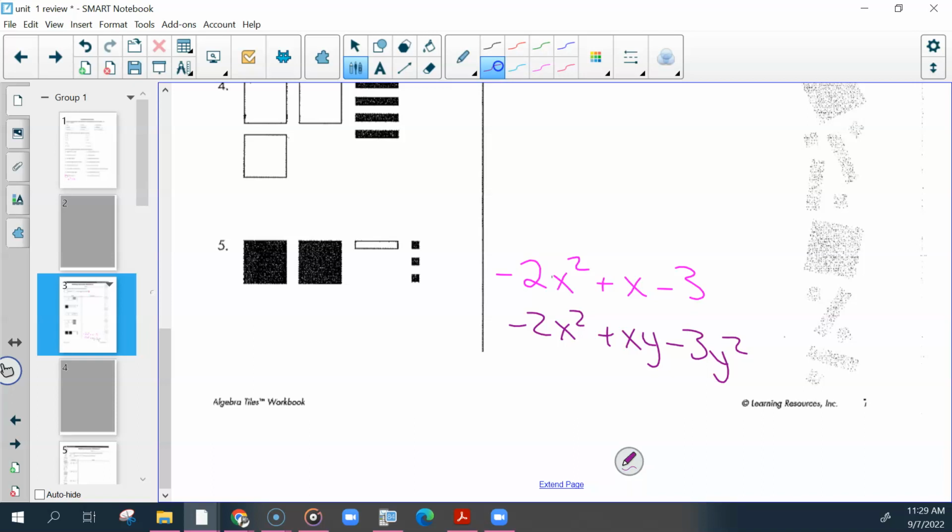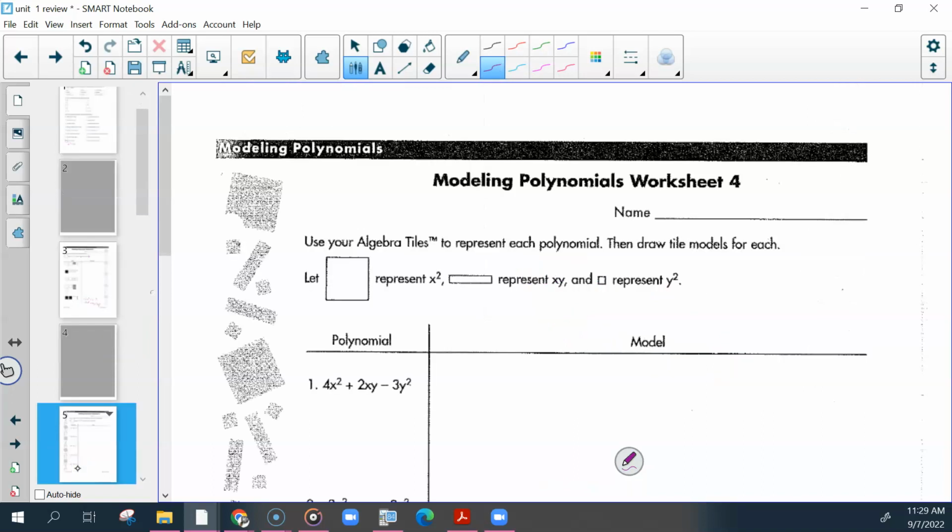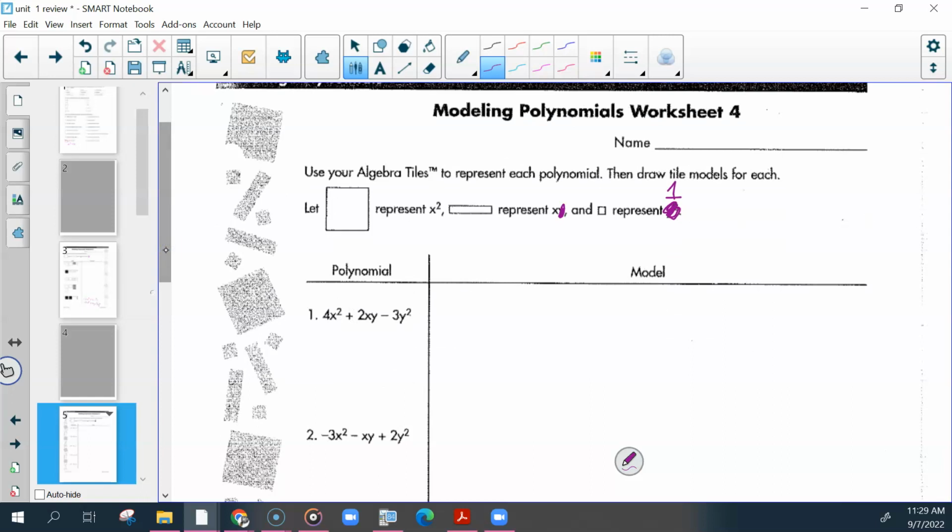Other questions on this page? Go on to the next page. And again, you can change these to be just x, to be just 1. However, this is opposite of what it was before, because before it gave you the drawing and you had to find the polynomial. Now it gives you the polynomial. So if you change this, you have to change these as well. Get rid of the x, or get rid of the y in the middle, and the y squared at the end. And then you would draw it to match.